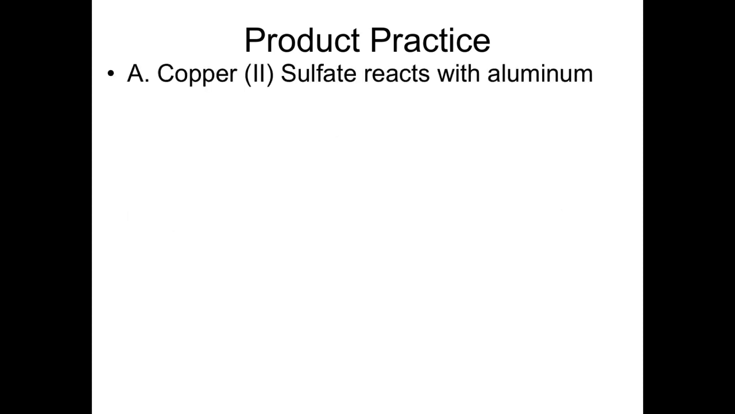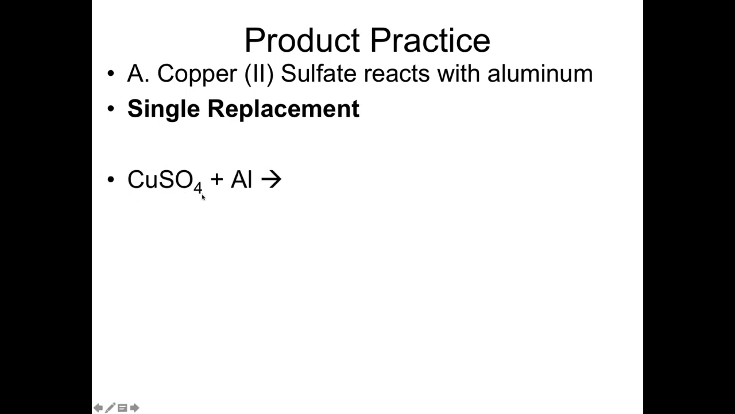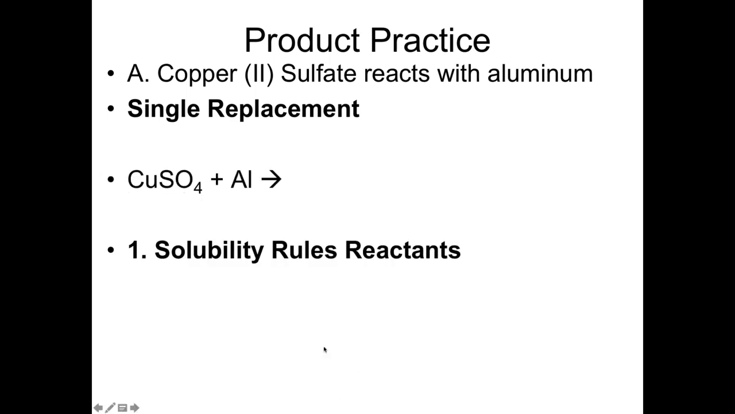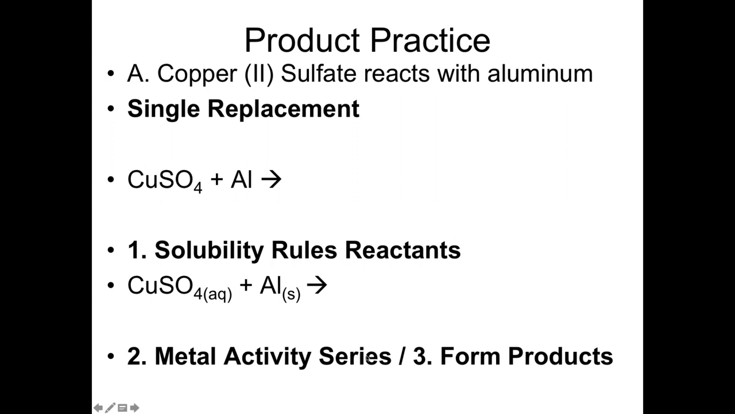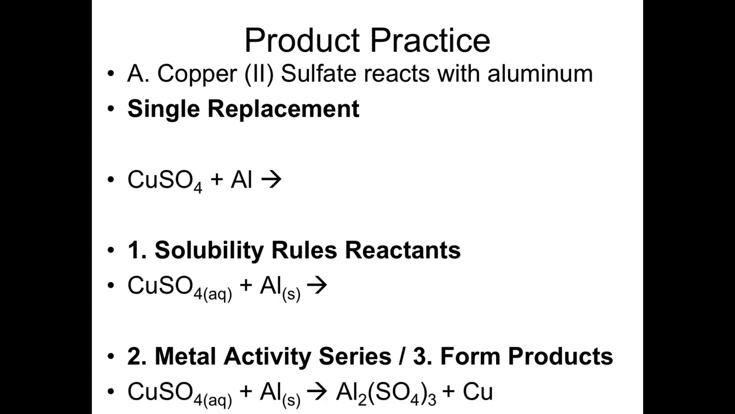Okay, let's move on. For the first one, copper 2 sulfate reacts with aluminum. It's a single replacement reaction, CuSO4 plus aluminum. So solubility rules over here, CuSO4 plus aluminum over here. We have the metal activity series. We formulate the products. So CuSO4 plus aluminum goes to Al2(SO4)3 plus copper.